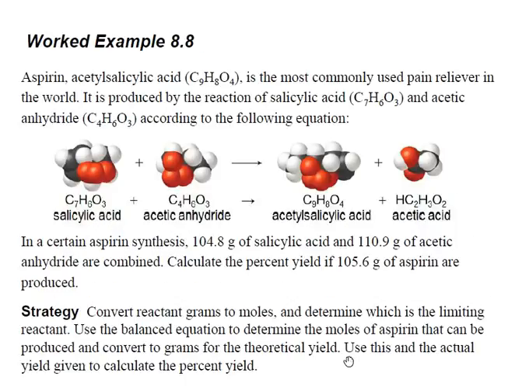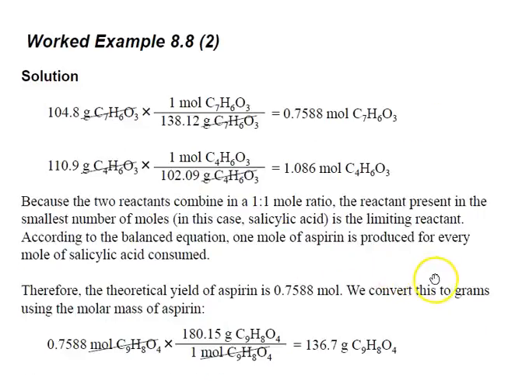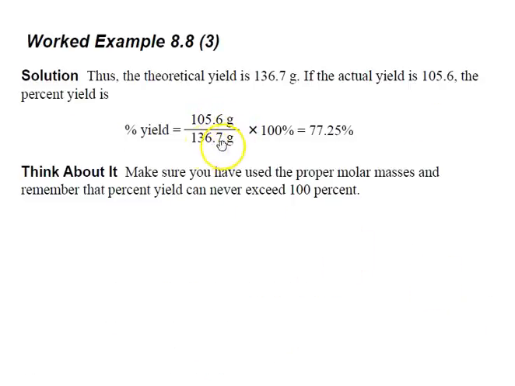Now our actual yield is 105.6. You'll take actual divided by theoretical times 100 to get a percent yield. So we're going to take our 105.6 divided by our theoretical, 136.7, multiply by 100, and that comes out to be 77.25%.